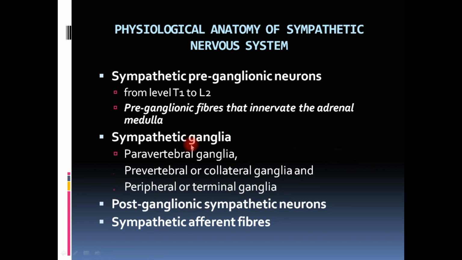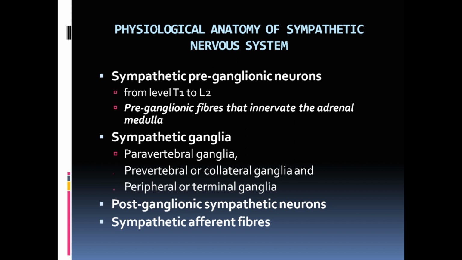Now coming to the second part, that is the sympathetic ganglia. So the sympathetic ganglia can be divided into three types, that is the paravertebral ganglia, the prevertebral or collateral ganglia, and the peripheral or the terminal ganglia. So the preganglionic neurons which are coming from the spinal cord segments can synapse in any of these three types of ganglia. It can synapse in the paravertebral ganglia, in the prevertebral or collateral ganglia, or in the peripheral or the terminal ganglia.